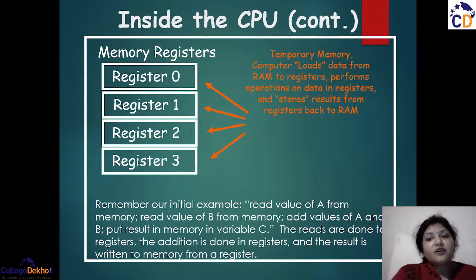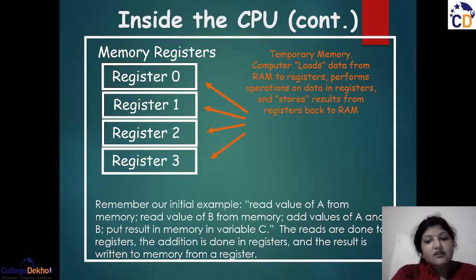Suppose we are talking about memory registers; it may have register 0, 1, 2 and 3. Starting with the example: read the value of A from memory, read the value of B from memory, add the values of A and B and put the result in the memory variable, that is C.